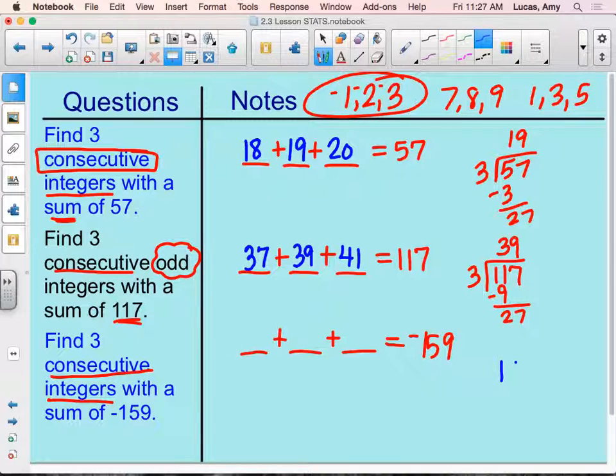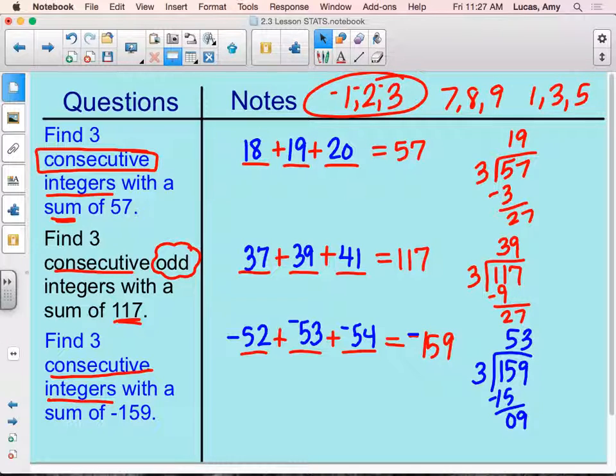So I am going to divide by 3 again because we need 3 of them. 3 times 5 is 15, and 3 times 3 is 9. So I'm going to put my negative 53 in the middle, because if the sum is a negative, they're all going to be negative for this to work. So negative 53, and they're just consecutive integers, so I'm going to go with negative 54 and negative 52. So if I add those together, that is correct. I get negative 159.